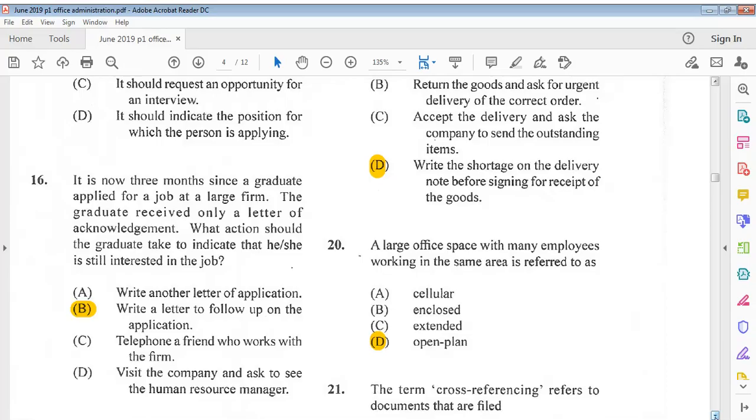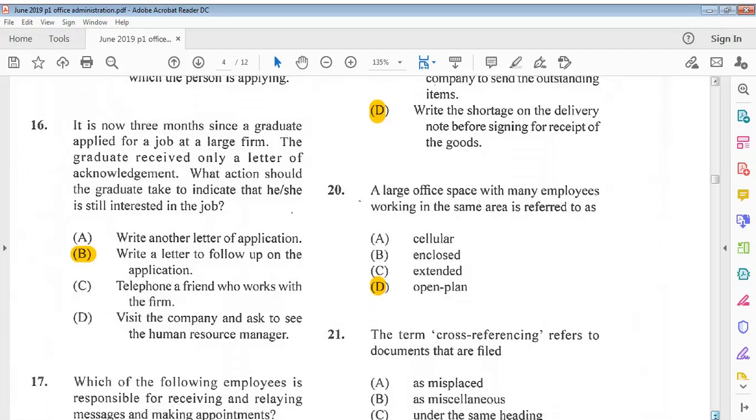We know it is very, very important that you have a follow-up letter because you had already written an application. So you want to write a follow-up letter to let the company know that you're still interested in the job. So B, that would be your answer.